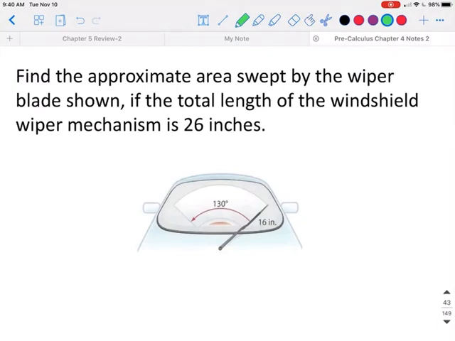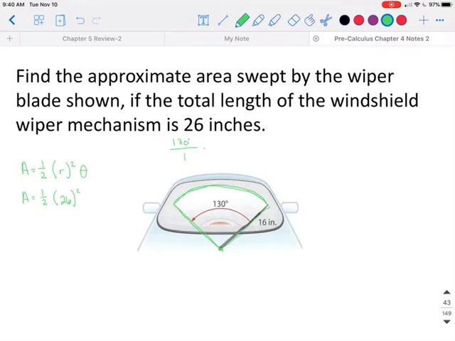Find the approximate area swept by the wiper blade shown, if the total length of the wiper blade is 26 inches. So if we needed to find this whole section here, everything inside the green of that sector, we would do 1/2 your radius squared times your theta. We know that the entire wiper blade itself is 26 inches, but first we need to find this angle in radians.